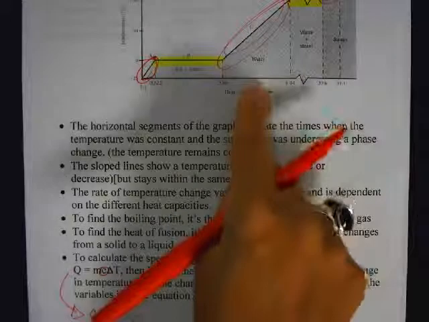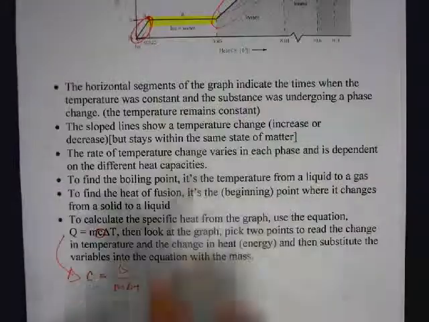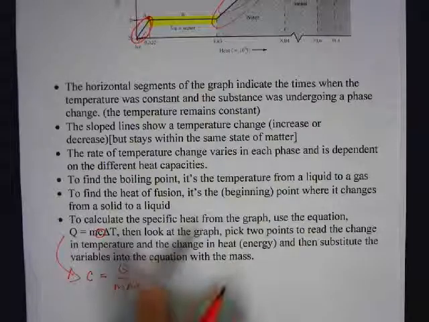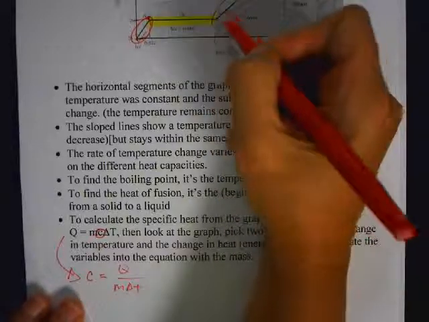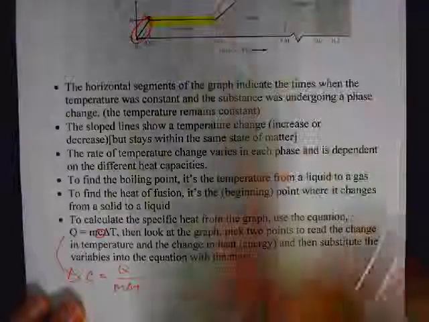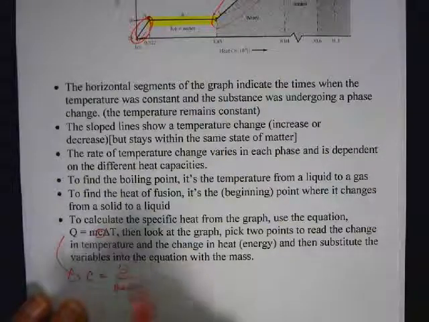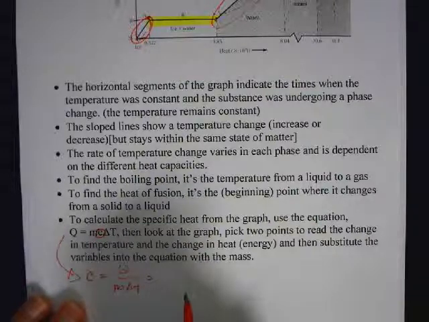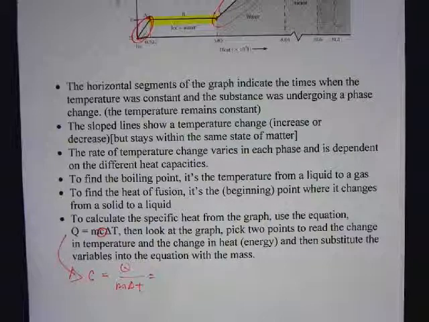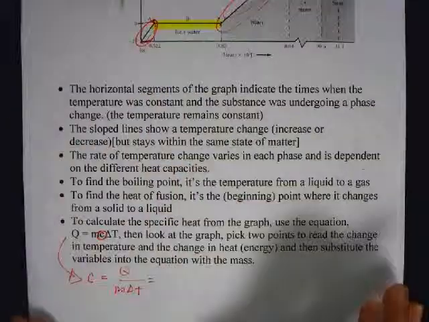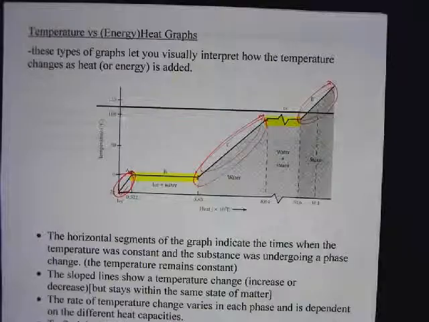Then, from the graph, what I would do is pick 2 points to read the temperature change. Okay? So let's say here I could say 100 minus 0. They would give me the mass, and then again I could look at the heat by looking at it on the graph. So there's at least 20 different things they can ask you on these types of graphs. So that's what we're going to practice doing also.